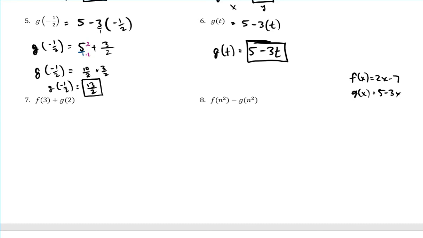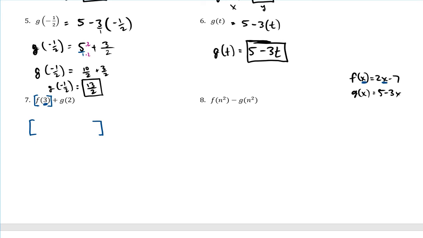All right, so what we'll do, let's color code this one. So f of 3 right here is using the f function. I'm going to do it all in blue. Just give yourself plenty of space. And it still is saying, hey, this 3 is going into that x and that x.